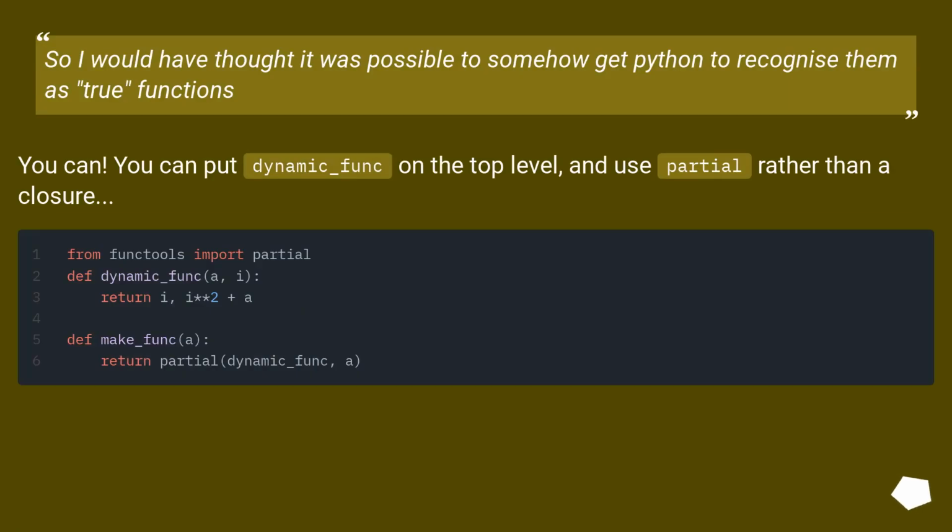So I would have thought it was possible to somehow get Python to recognize them as true functions. You can put dynamic_func on the top level, and use partial rather than a closure. So in full.